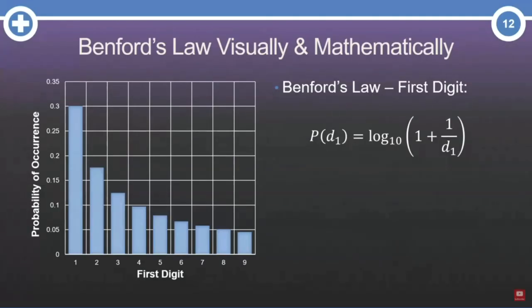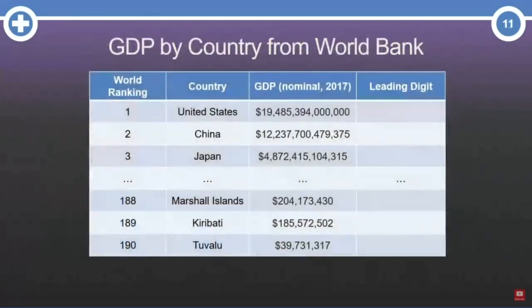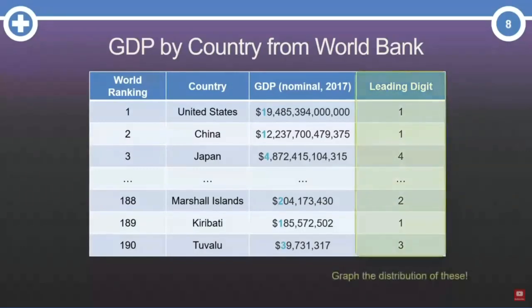Let me show you an example with some real data. Here I have gathered the GDP by country from the World Bank in nominal terms based on 2017. The United States is at the top, followed by China, Japan, and so on until we get to the bottom of the list of 190 countries. The leading digit is literally just the first digit. So for the United States GDP, it would be 1. China would also have a 1, Japan a 4, and it continues as we get all the first digits.